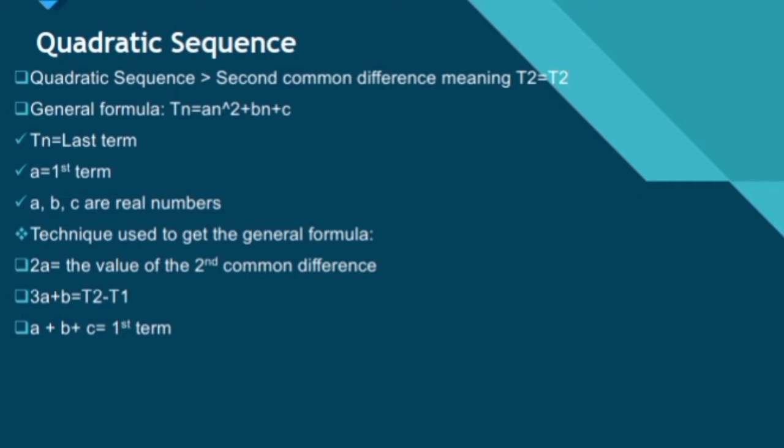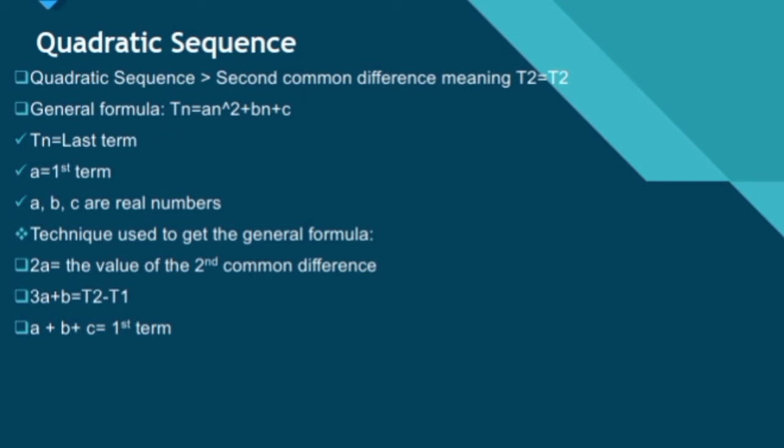The technique we are going to use to find the general formula, remember, under quadratic sequences, the only questions they'll ask you during grade 12 are about the general formula. Find the general formula, find term number 7 or number 6 or whatever, right? But they will always firstly ask you to find the general formula.